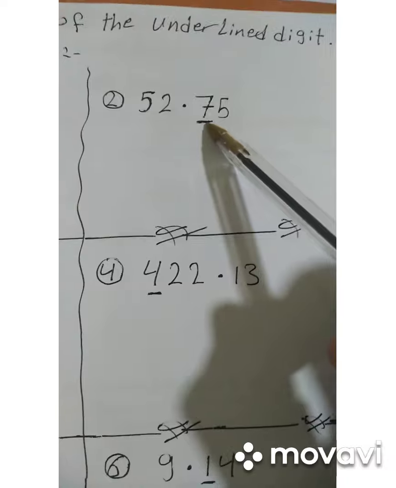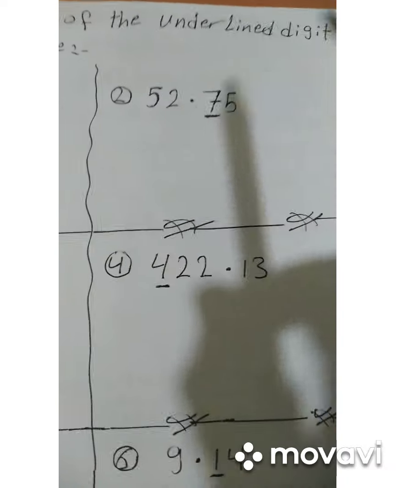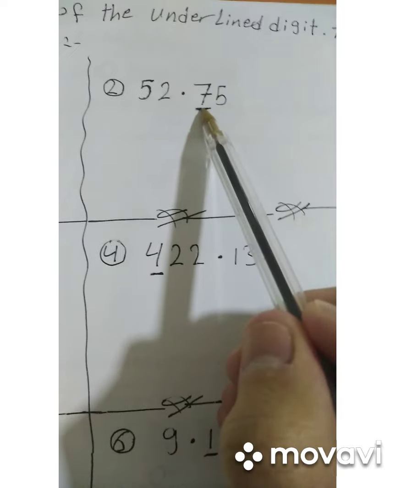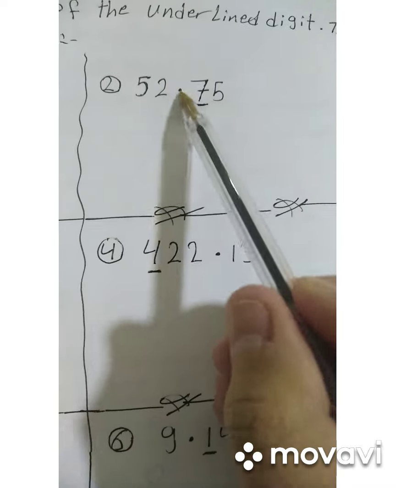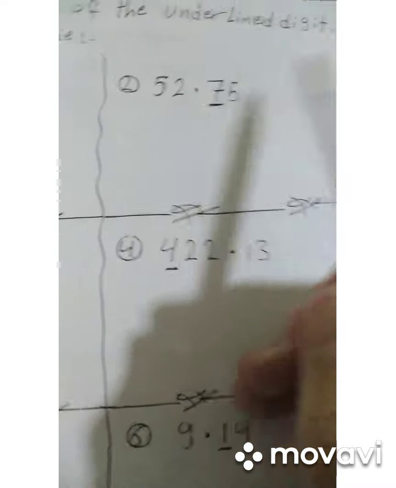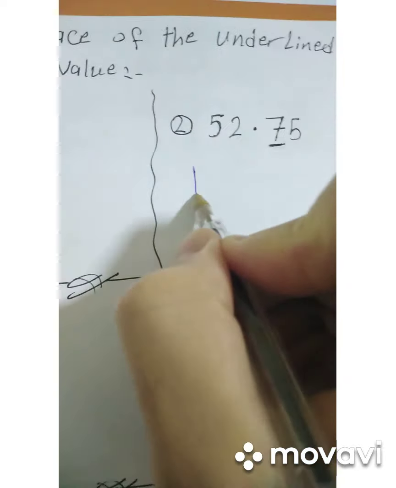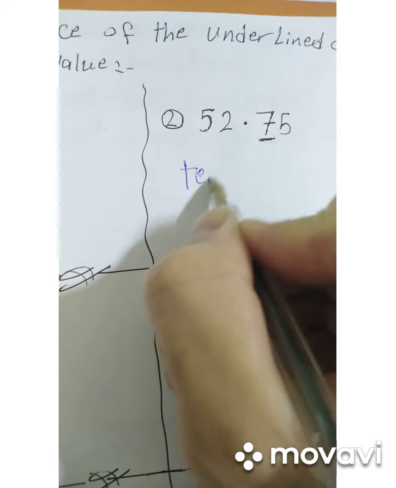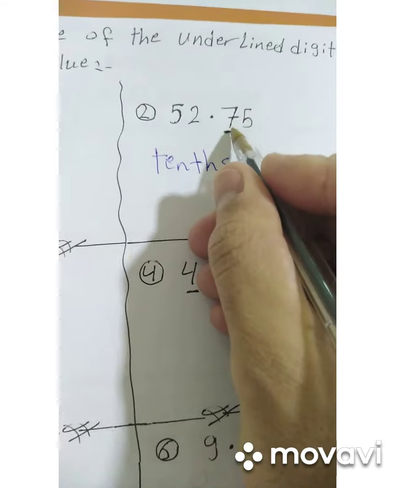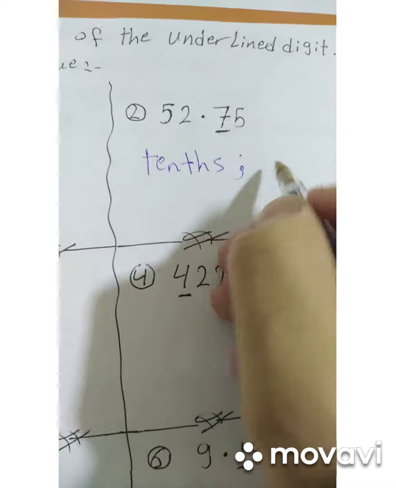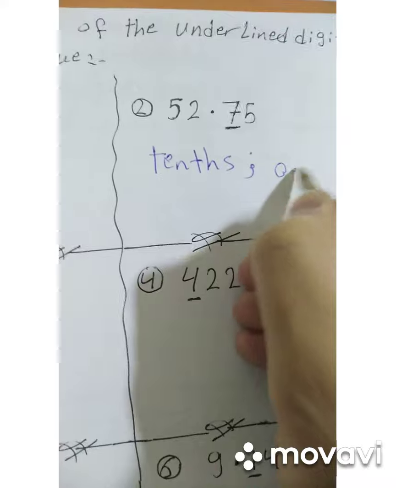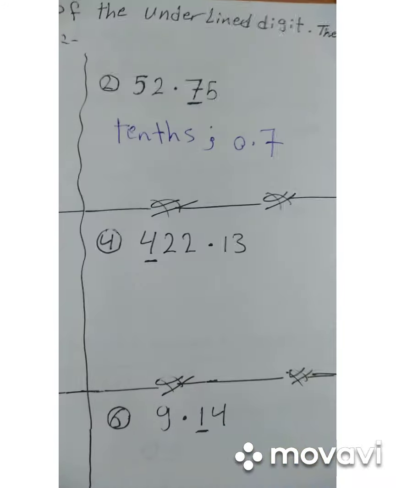Number 2: 52 and 75 hundredths, and the underlined digit is 7. What is the name of this place? The first place after the decimal point is called tenths. So this place is called tenths. What is the value of 7 in tenths? It equals 7 tenths. Can we write 7 tenths? Yes, we can write it as 0.7.